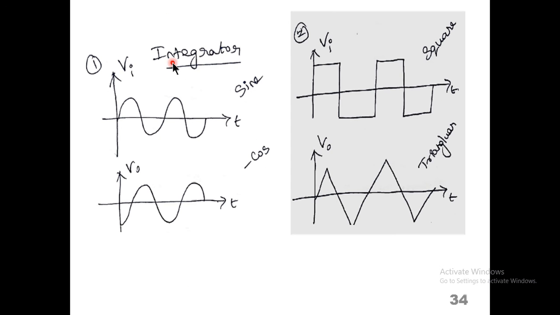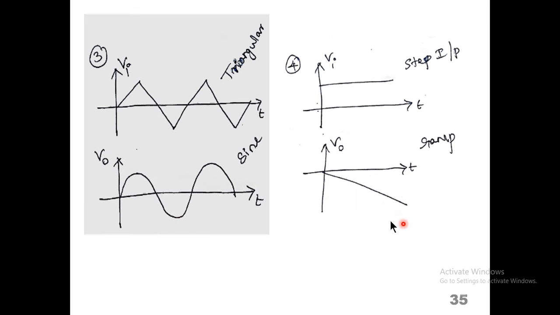Some sample input and output waveforms are given here. If you give a sine wave, we will get a negative cosine wave. A square wave gives a triangular wave as output. If you give a triangular wave as an input, we will get a sine wave. If we give a step signal, we will get a ramp signal as an output. So this is about the integrator.